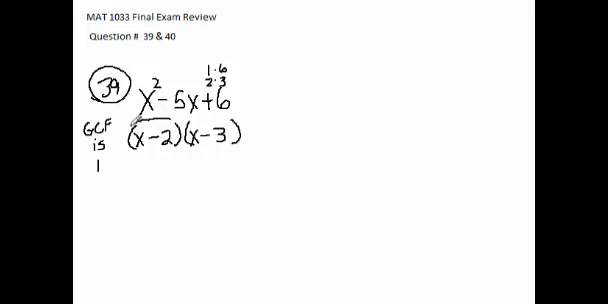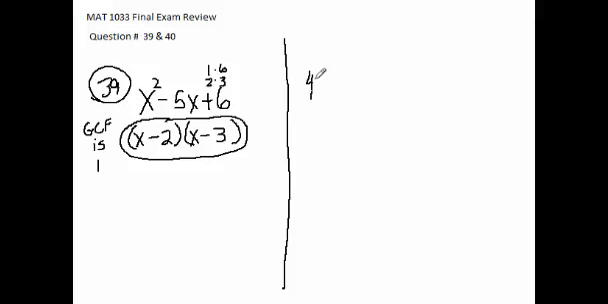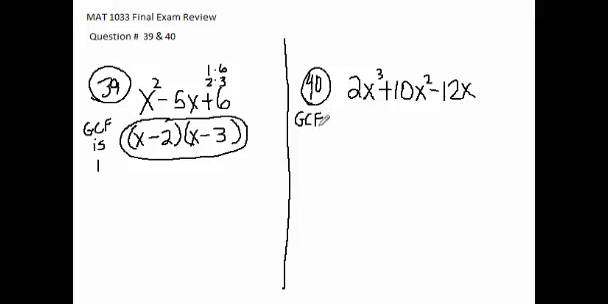And of course I would check this by multiplying those two binomials together to see if I end up with the trinomial. Problem number 40 also is to factor completely. I've got 2x to the third plus 10x squared minus 12x, and again I'm going to start with the GCF. The GCF here is 2x, so I'm going to factor that out first.